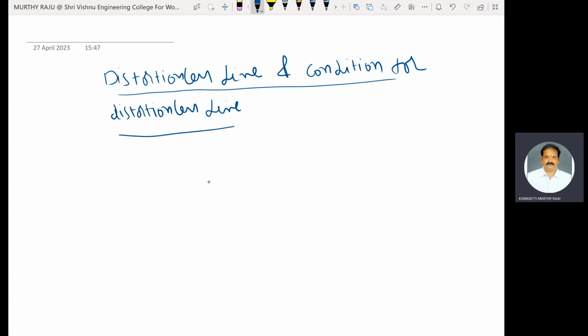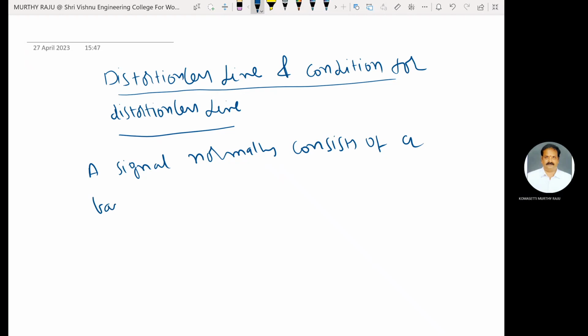Generally, a signal normally consists of a band of frequencies. The purpose of a transmission line is to transport a band of frequencies. During the transmission of a signal on a transmission line, it gets attenuated through attenuation constant alpha, which is a function of frequency.